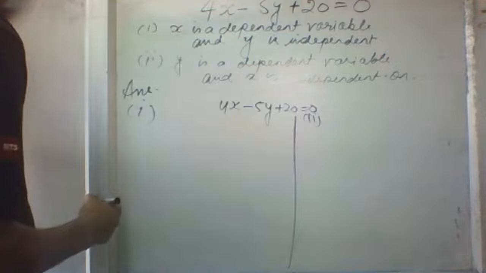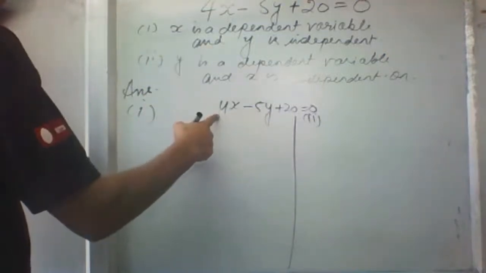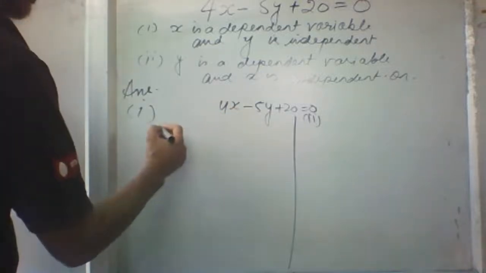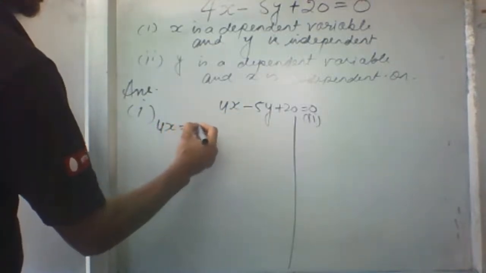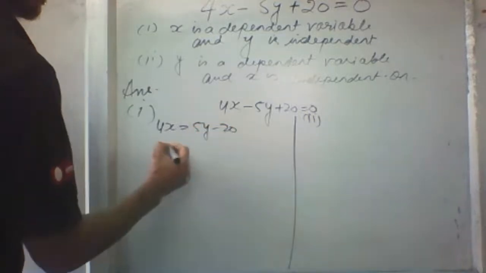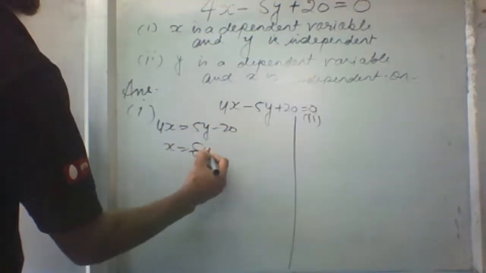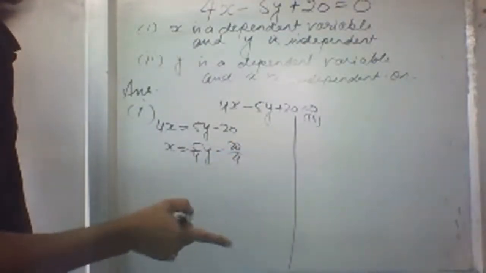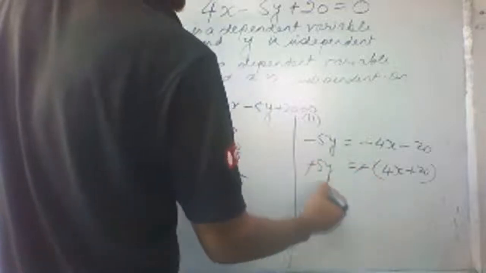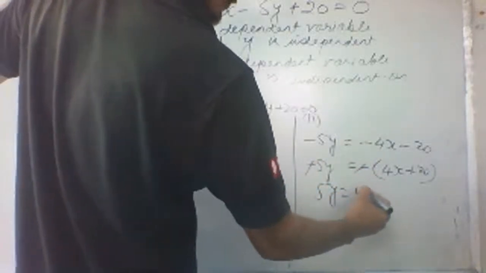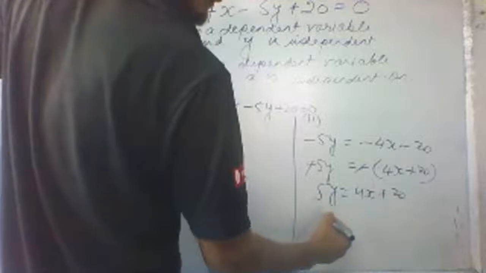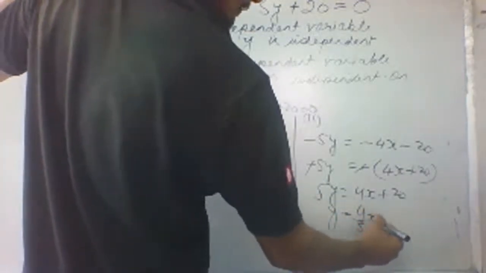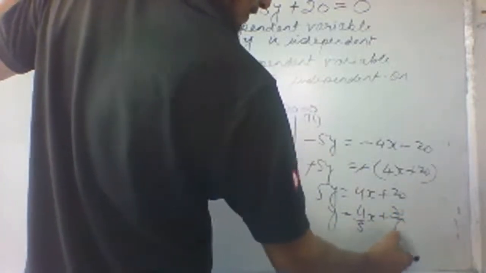So x is dependent and y is independent. This is the common equation. Now I am making x the subject of the formula. So 4x is equal to 5y minus 20, and x is equal to 5 by 4 y minus 20 by 4. Remember, in mathematics, you should not leave it that way. For the second part, 5y is equal to 4x plus 20. Solve it again, making y the subject of the formula: y is equal to 4 by 5 x plus 20 upon 5, that is equal to 4.